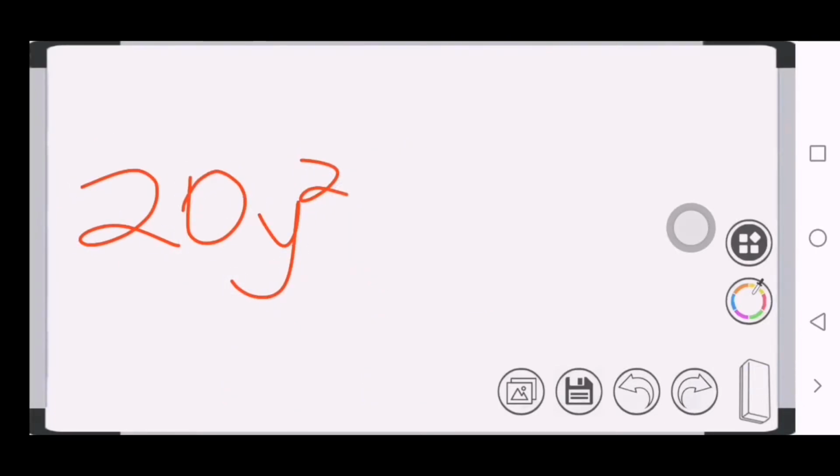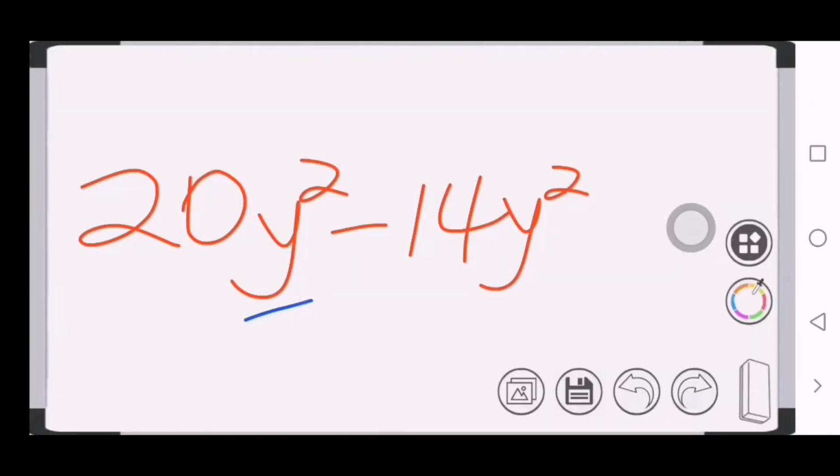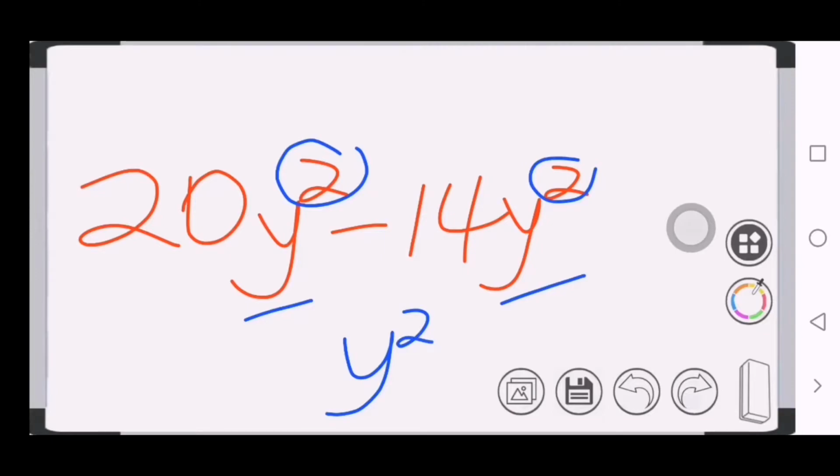Another example, 20y squared minus 14y squared. The first thing you must check and ask yourself is the variables. Are they the same? Are the exponents equal? Yes, the variables are the same. We have y squared, y squared. Therefore, our answer is going to be in a y squared. But now let us look at our coefficients. We have 20 and we have 14. 20, what is happening to them? It's minus. 20 minus 14 will give you a 6. So your answer is 6y squared. Get it? Got it? Great.